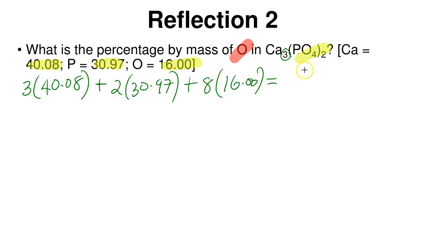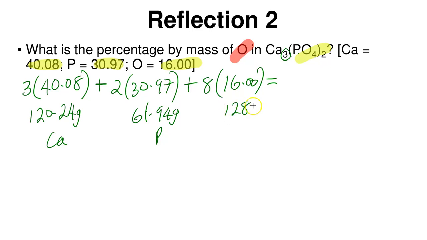And if you add everything correctly, this will actually give you 310. So let's write it out. If you multiply this, it will give you about 120.24 grams of calcium. This is the calcium part. If you multiply this, it will give you about 61.94 grams of phosphorus. And if you do 8 times 16, this is going to give you about 128.00 grams of oxygen.